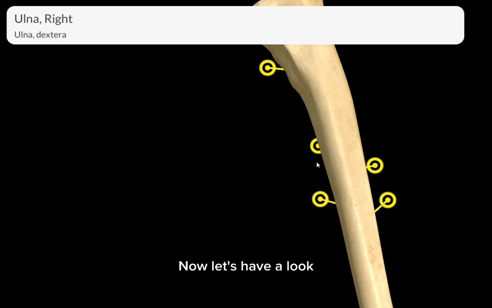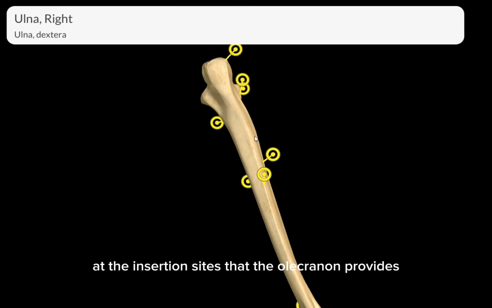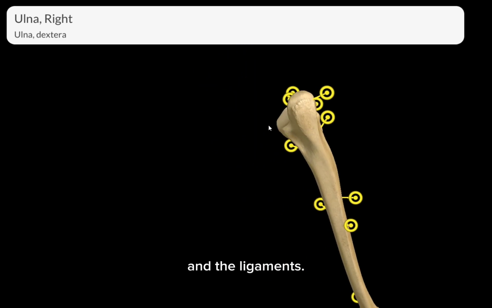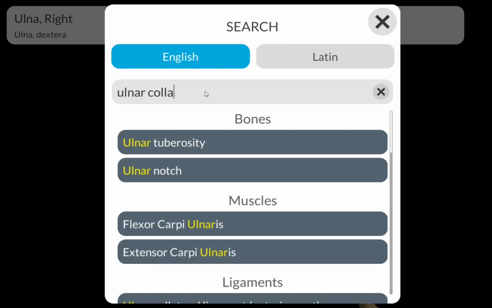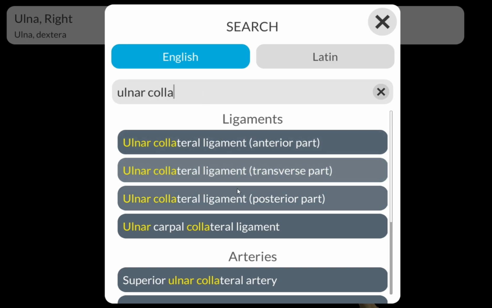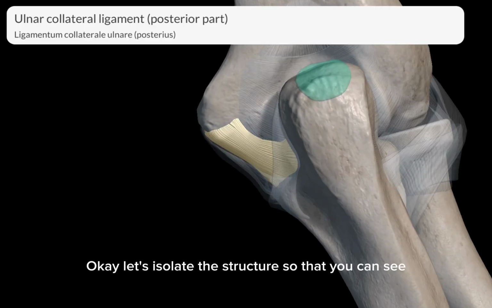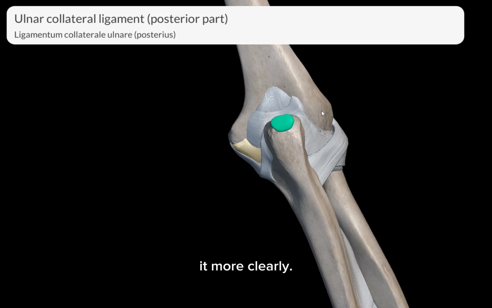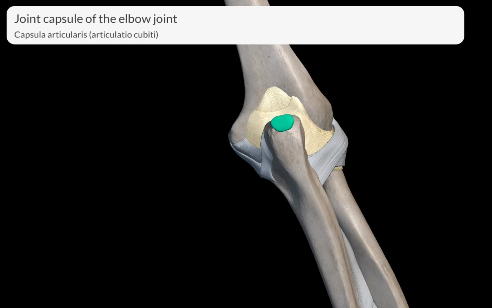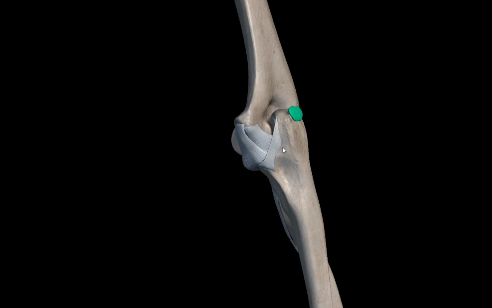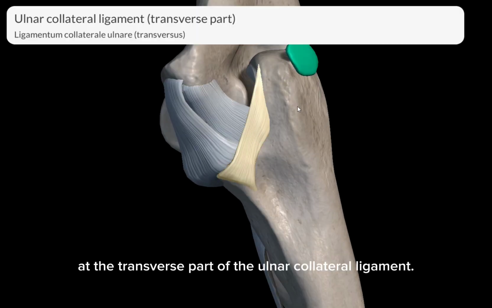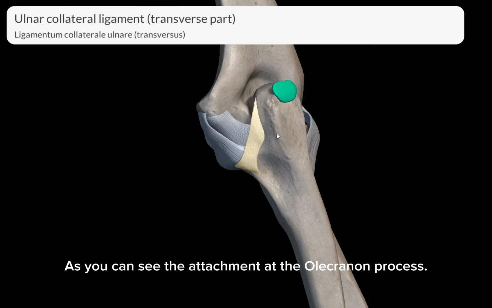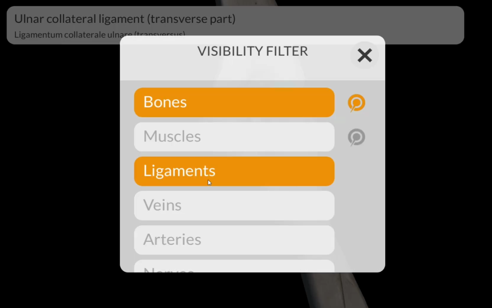Now let's have a look at the insertion sites that the olecranon provides for the different muscles and ligaments. The first structure that we are going to look at here is the ulnar collateral ligament. Okay, let's isolate the structure so that you can see it more clearly. Here, look at the transverse part of the ulnar collateral ligament. As you can see, the attachment at the olecranon process.